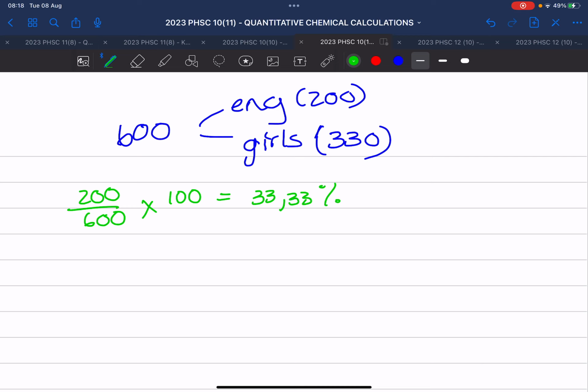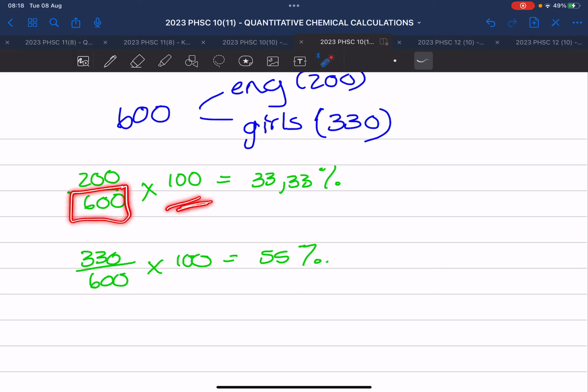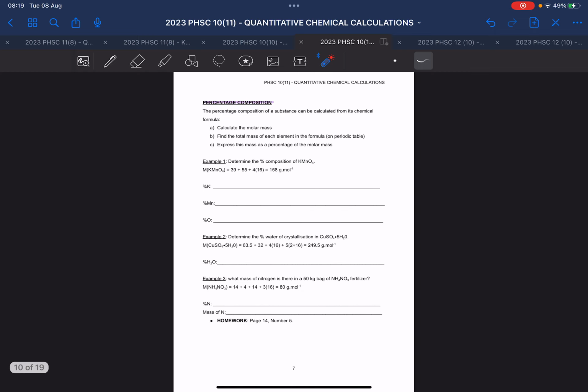Thirty-three point three three percent are English. If they ask how many are girls, then we'll say 330 over 600 times 100, and that gives you 55%. Okay, so you get the idea of how we calculate percentage? You take the thing that you want over the total times 100, like you do when you get back your test and quickly calculate the percentage that you got. Same thing here.